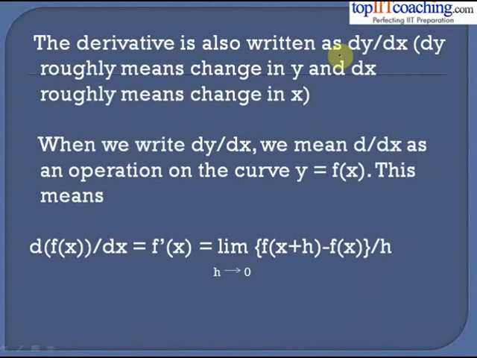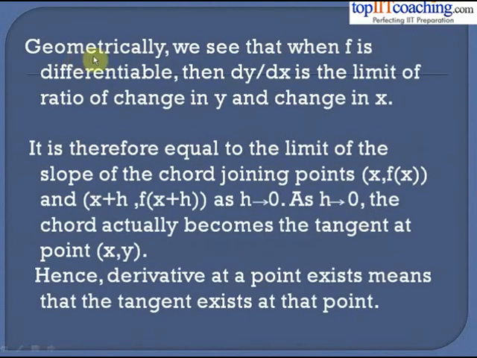So the derivative is also written as dy by dx. dy means the change in y and dx means the change in x. So when we write dy by dx, we mean d by dx as an operation on the curve y equal to f(x). So this means that d by dx of f(x) is equal to f dash x, which is equal to the limit of f(x plus h) minus f(x) divided by h when h tends to 0. So geometrically we see that when f is differentiable, then dy by dx is the limit of the ratio of change in y and change in x.